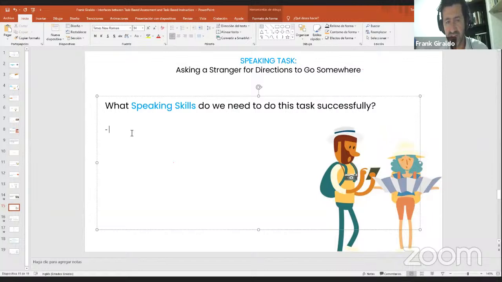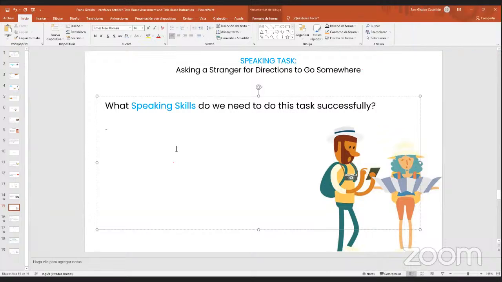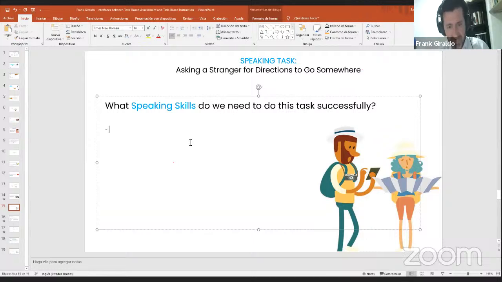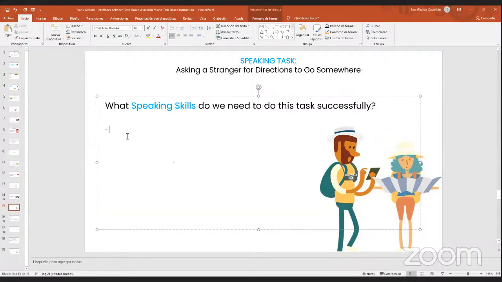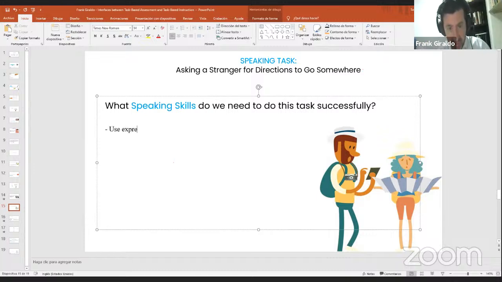You see a stranger, and then you need to ask them about directions. What would you do through speaking first? Think of functions, language functions. We have an answer. Yes. Politeness before asking. Okay, so you need to use expressions to be polite.